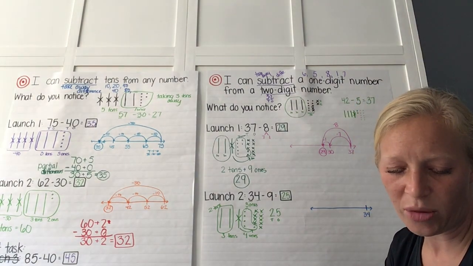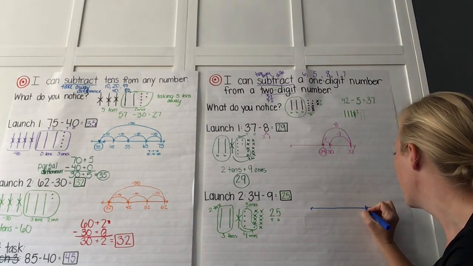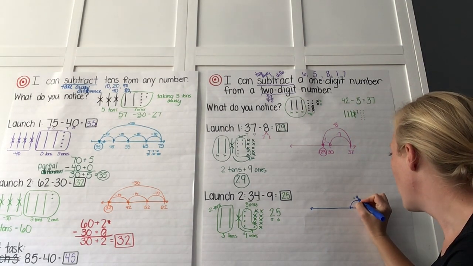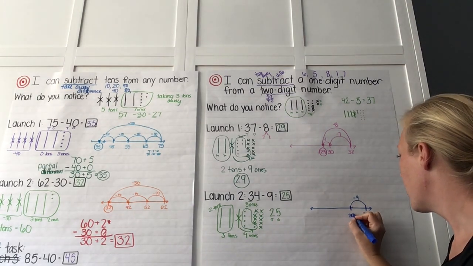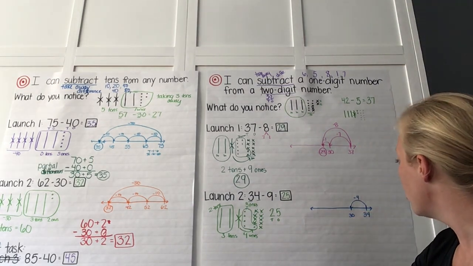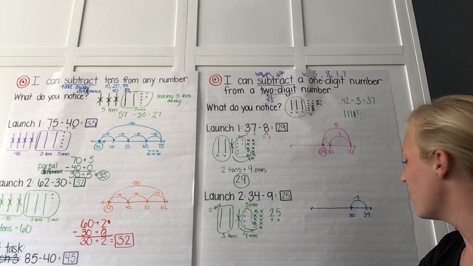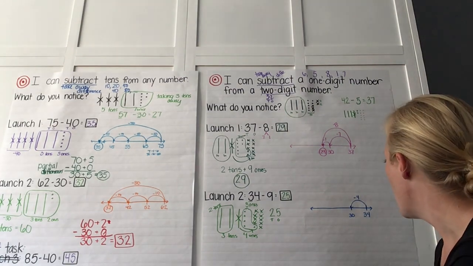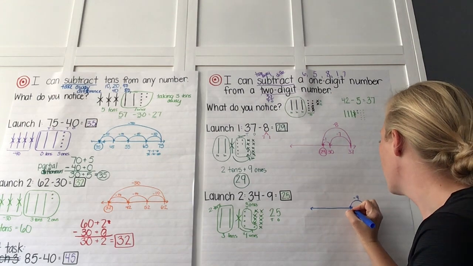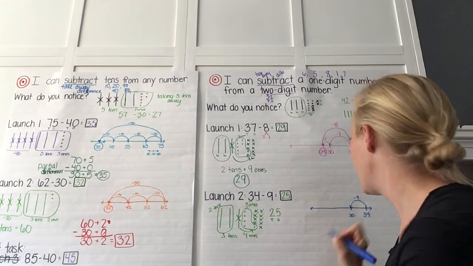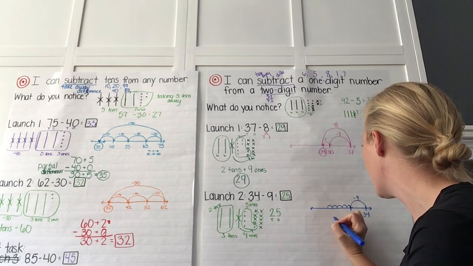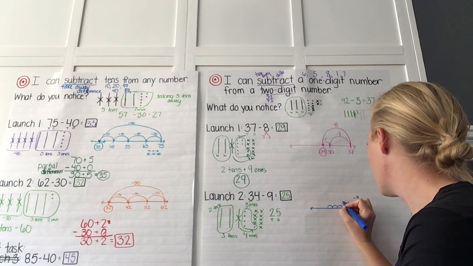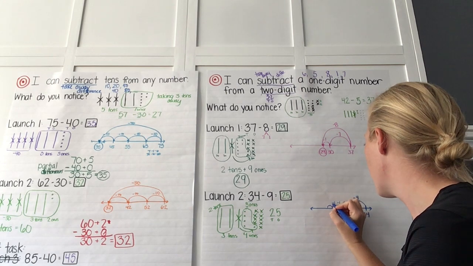So how did you show that we took away 9? Why did you make a jump of 4? Okay, because it got you to your 30. That 10 is a friend, right? What did you do next? Made jumps to get to 9. So this is your 4, 5, 6, 7, 8, 9. So I had to take away 1, 2, 3, 4, 5.